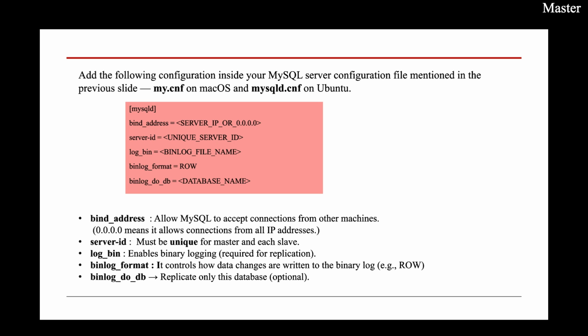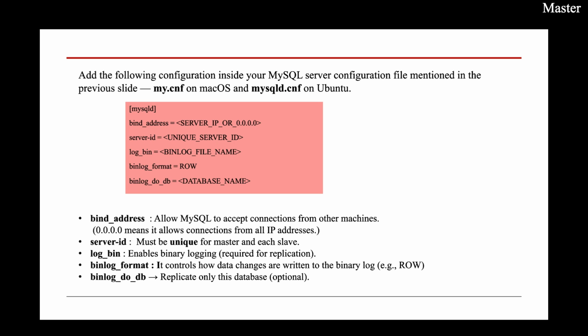Alright, now inside this config file, we need to add a few important settings for the master. Just copy the exact configuration you see on my screen. Bind address: this allows MySQL to accept connections from other machines. If you set it to 0.0.0.0, it means MySQL will accept connections from any IP address. Server ID: this must be unique for every MySQL server. So the master will have its own ID, and every slave will have a different ID.